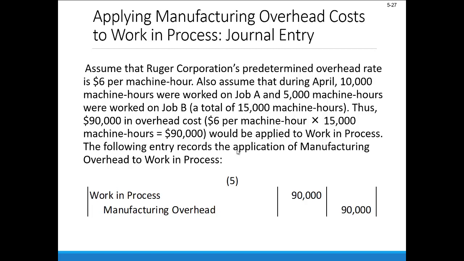Now, overhead is always applied to work in process. We never apply it to any other inventory account. In theory, we should be applying overhead as we're working on jobs, so as things are in process. So always apply overhead to work in process. So the entry for applied overhead in this case would be a debit to work in process for $90,000, and then the credit to manufacturing overhead for that same $90,000.